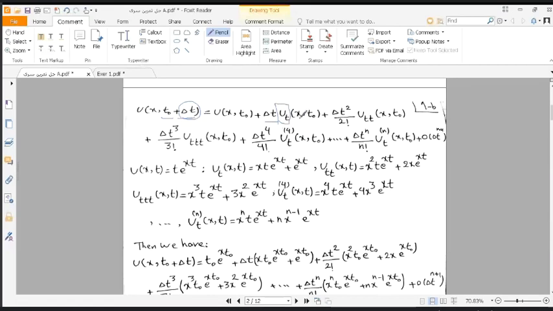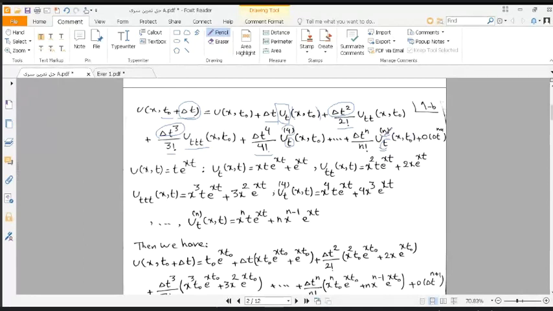Then plus the step size to the power 2, delta t squared over 2 factorial, utt, the second derivative of u with respect to t at x and t0, plus delta t cubed over 3 factorial times the third derivative of u with respect to t at x and t0, plus delta t to the fourth over 4 factorial times the fourth derivative, and so on, plus delta t to the power n over n factorial times the nth derivative of u with respect to t at x and t0.